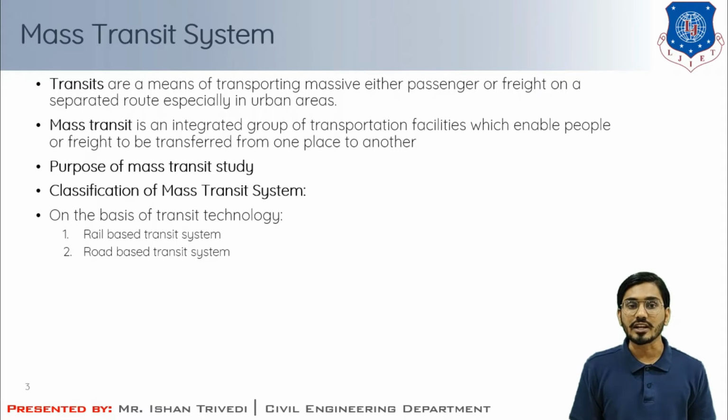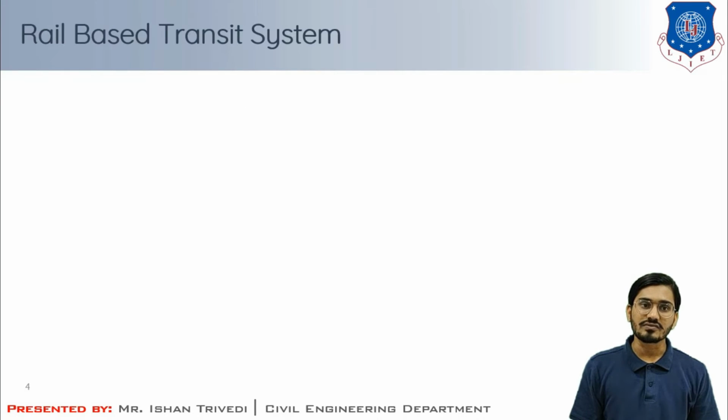Now, there is the classification of mass transit system. On the basis of technology, or you can say transit technology, mass transit systems are classified in two parts, that is rail-based transit system and road-based transit system. In this session, I am going to cover rail-based transit system. So now let us start with the rail-based transit system.